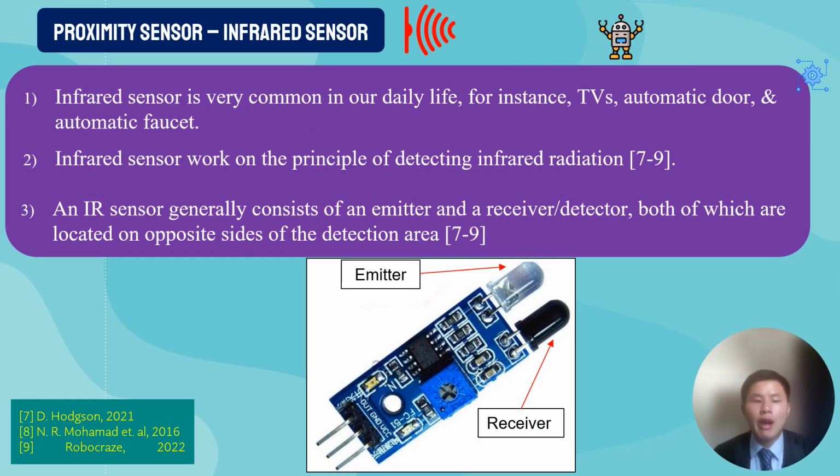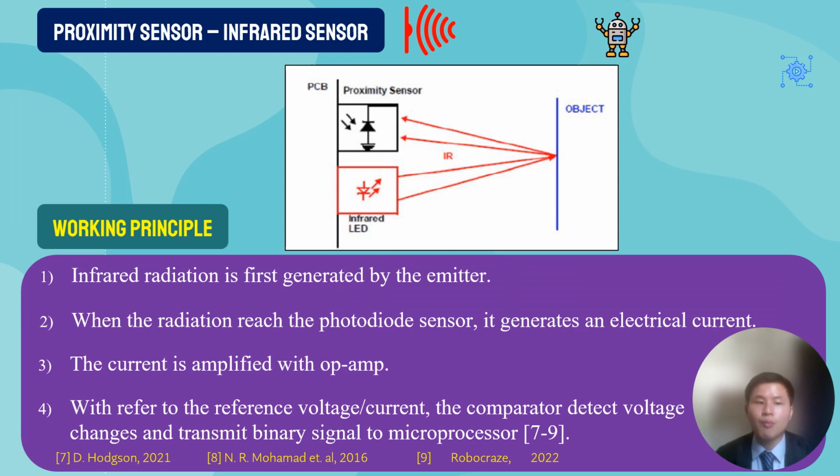So for an automatic faucet to detect the presence of a hand and respond accordingly, we need a proximity sensor. Infrared sensor is the most common proximity sensor that can be found in our life, such as in TVs, automatic doors, and in our case, the automatic faucet. It works on the principle of detecting invisible infrared radiation. The sensor typically consists of 2 components, which are an emitter and a receiver, as shown in the figure below. So, the working principle of the sensor is, first, the emitter emits the infrared radiation.